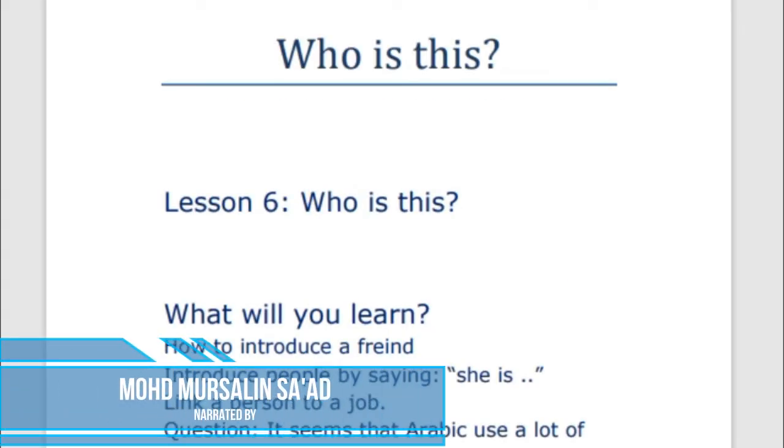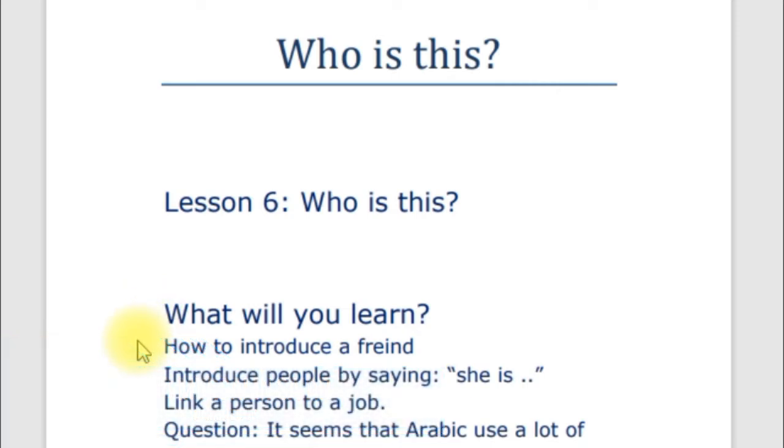Hello, welcome again. In lesson 6, who is this? What will you learn? How to introduce a friend. Introduce people by saying she is. Link a person to a job.